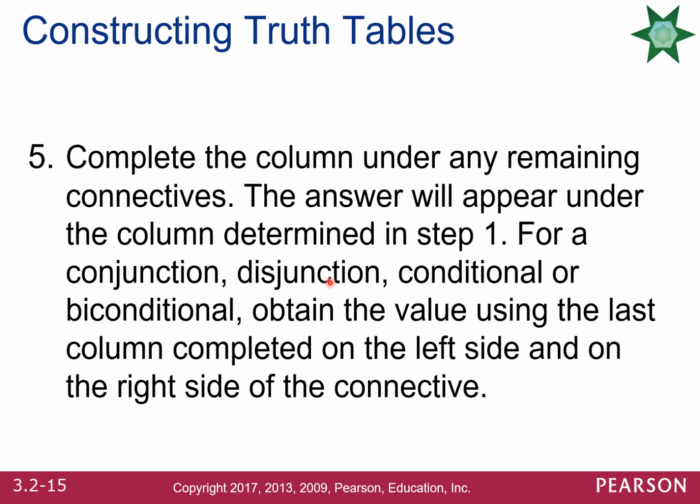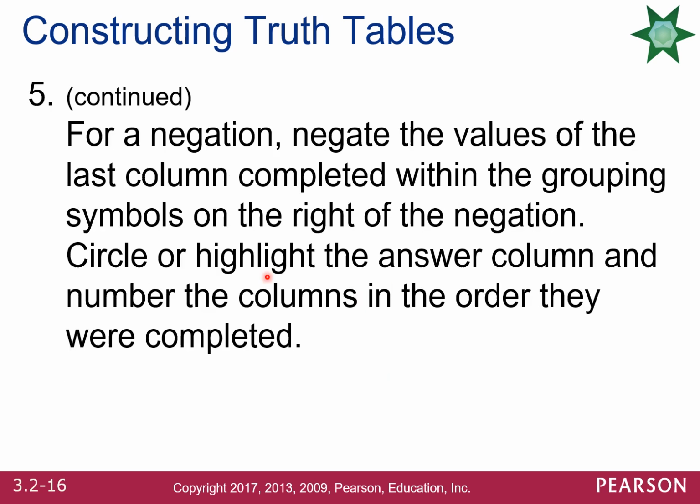For conjunction, disjunction, conditional, or biconditional, obtain the value using the last column completed on the left side and on the right side of the connective. If there are negations, negate the values of the last column completed within the grouping symbols on the right of the negation. Circle or highlight the answer column and number the columns in the order they were completed.